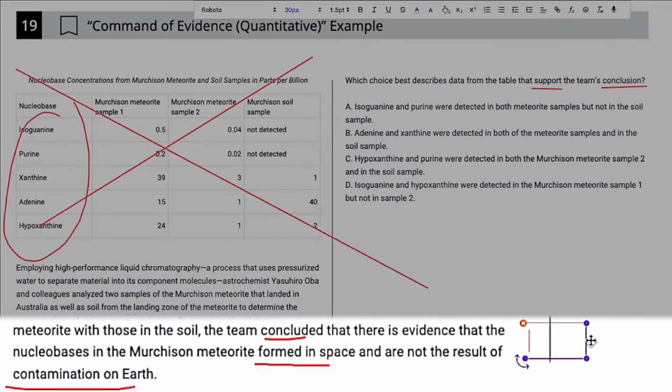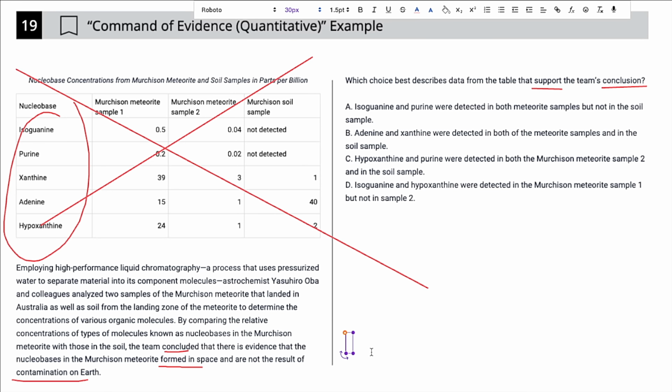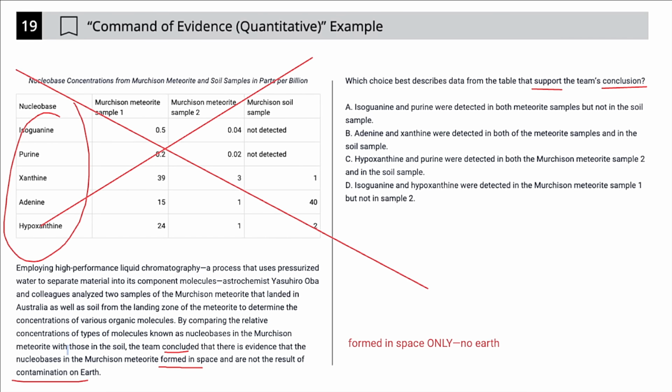This is our prediction. Our prediction is that we want to support something along the lines of formed in space only, no Earth. And that's it. We're going to ignore the rest of the passage, and we're going to ignore the graphic. Let's see if we can get our answer.